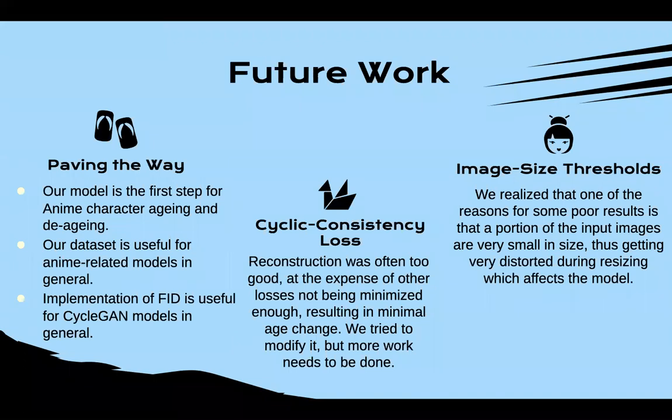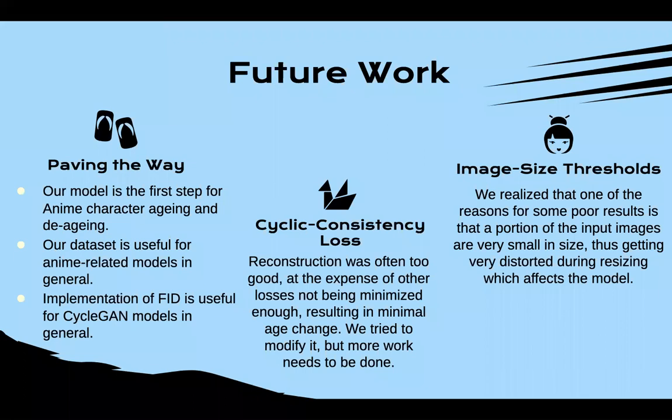For the future work, in general, we believe that our model is the first step for anime character aging and de-aging, and this is an achievement in and of itself. Our dataset is another achievement, because anyone who needs datasets for anime-related models can use that dataset and the scraper to generate even more data. Implementation of FID is useful for CycleGAN models in general, because the model that we had did not have FID. We introduced that.